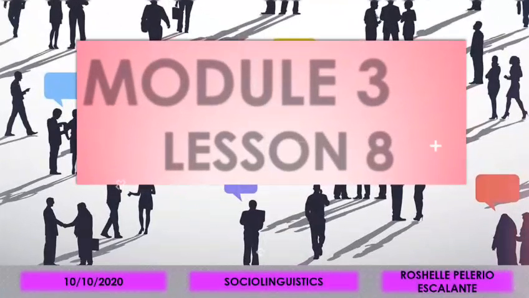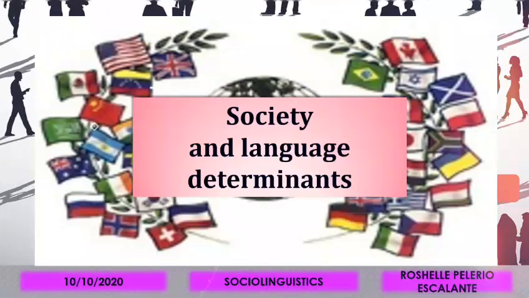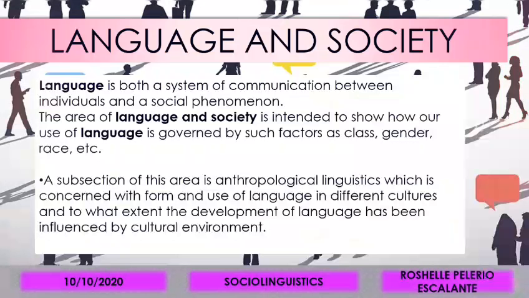Module 3, Lesson 8, Society and Language Determinants. Before we go to discuss the society and language determinants, let's first talk about language and society, the relationship between the two, as well as how language reflects society. So let's start. Language and society.